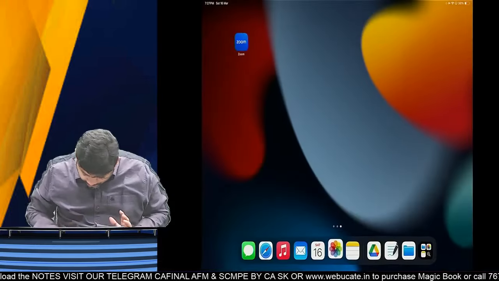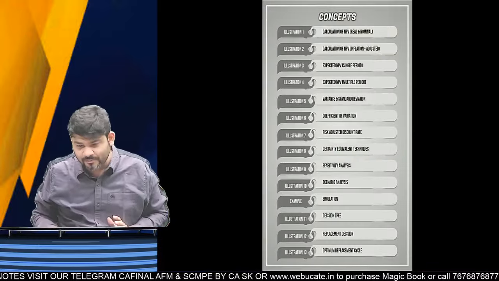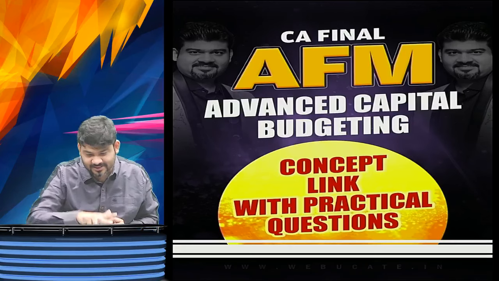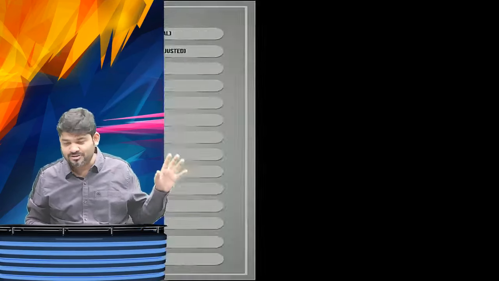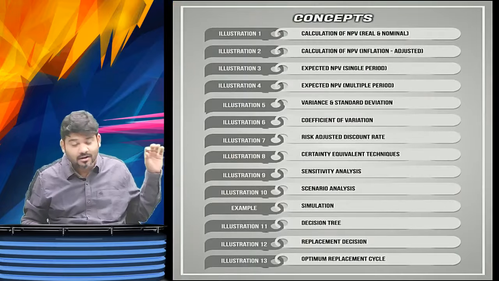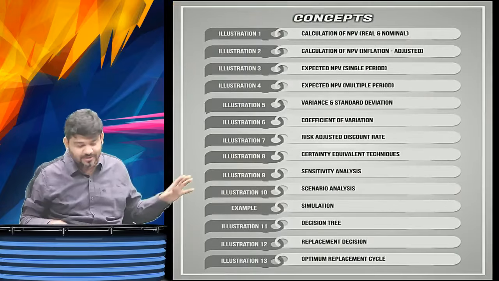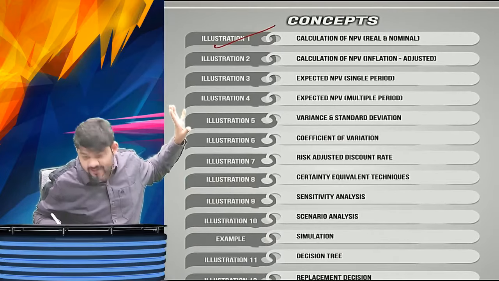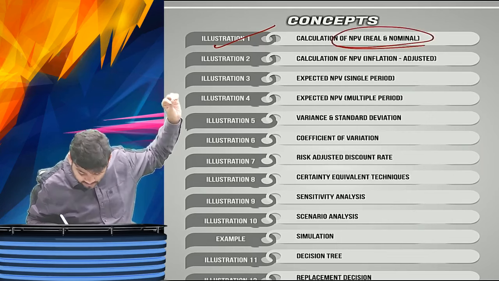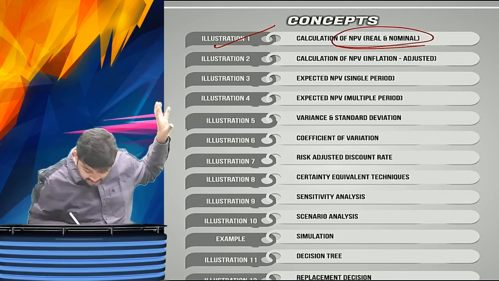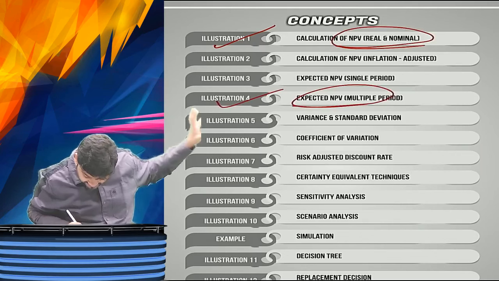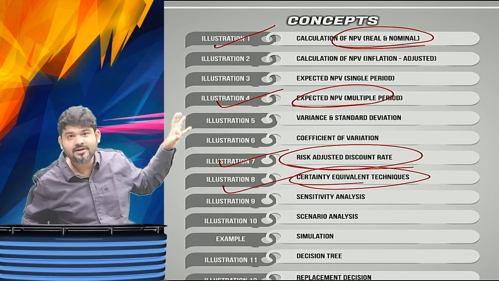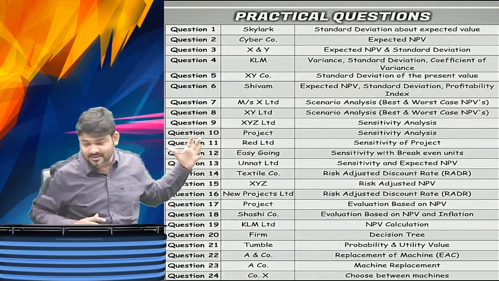What is so important about the notes? Obviously, they are from my magic book. But what I have specially done for you in this capital budgeting chapter is that there are approximately 27 plus 11, around 40 questions in your module. As per the ICAI module, I have bifurcated this. So say illustration 1 is based on calculation of NPV. Illustration 4 is based on expected NPV. Illustration 7 is based on RADR. Illustration 8 is based on certainty equivalent. How would you know that? So I have made this summary for you.